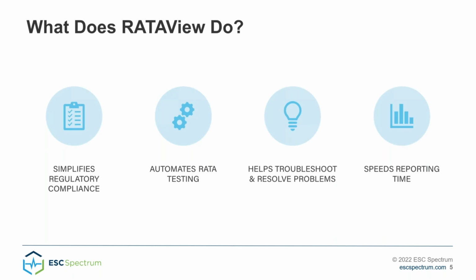So what does it do? Well, it simplifies regulatory compliance by allowing you to automate a test, and it helps troubleshoot and resolve problems. We have a page on the software itself that will allow you to view I/O, so you can toggle digital outputs on and off, make sure they're working. You can see analog scaling and also the current analog value. And it speeds up the reporting time by pulling in data for you, so you don't have to constantly hand enter values.